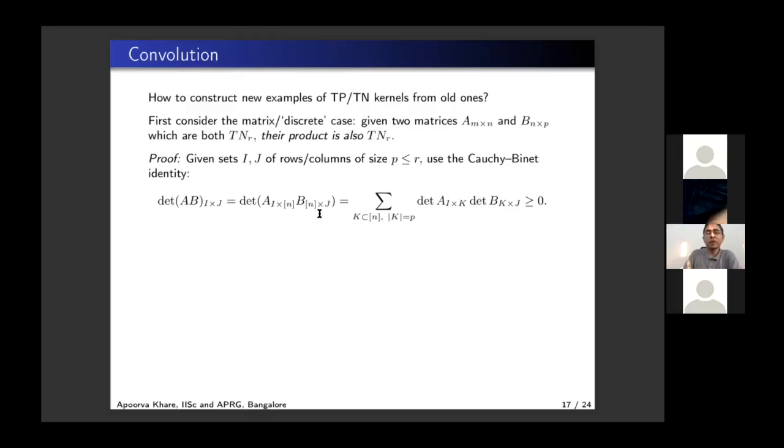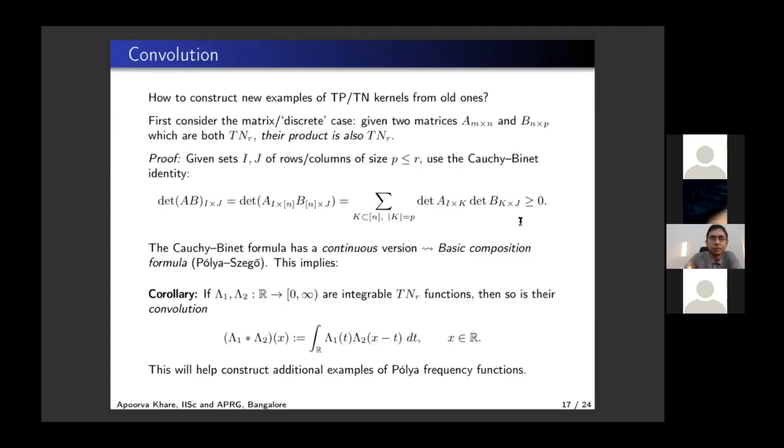And the Cauchy-Binet formula says take all P-tuples of index subsets K from 1 through n, and take the determinant of A I cross K, and the determinant of B K cross J. Multiply the two, add them up across K, and you're done. That is the determinant here. But now because A and B are totally non-negative for size P, every one of these numbers is positive if they were TP and non-negative if they were Tn. So each summand is non-negative, so their sum is non-negative, and you're done.